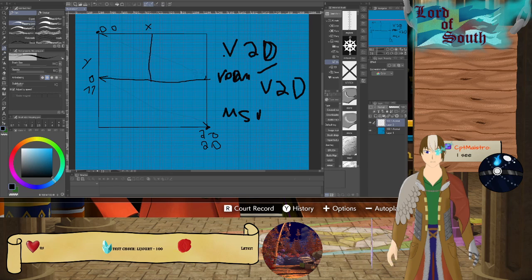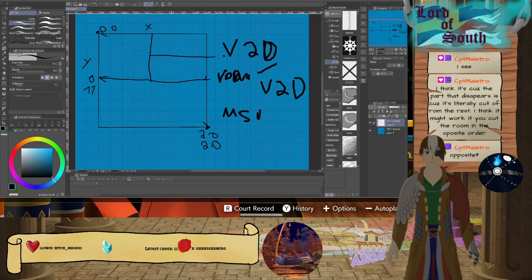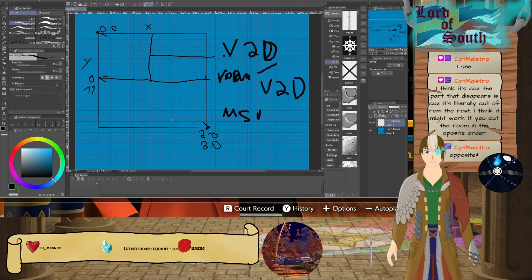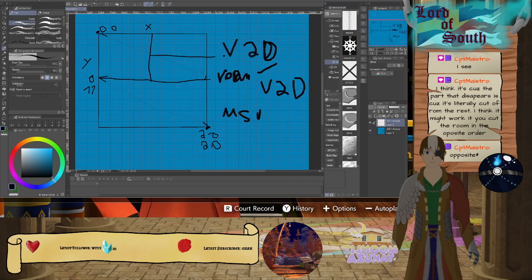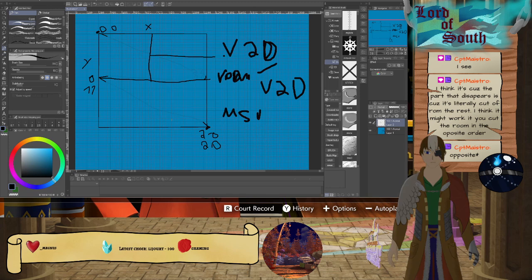I cut in the middle here. Randomization again. Okay, this one. This here, because those are equal. I think the part that disappears is because it's literally cut off from the rest. I think it might work if you cut the room in the opposite order.